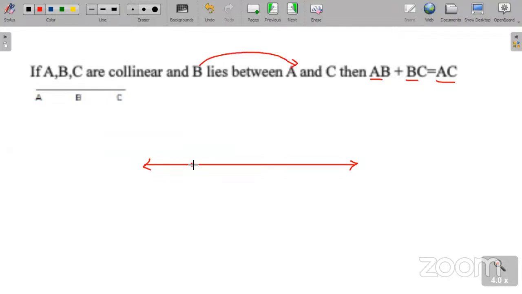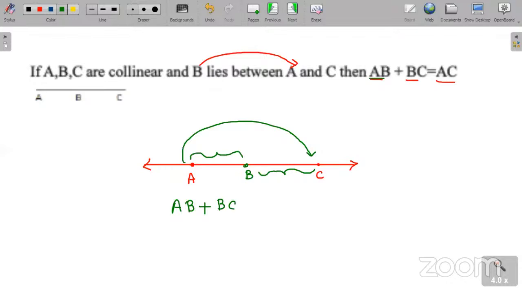That means first A point, and here we have C point. So between A and C, there is a point B. See, AB plus BC is equal to AC. So that means the length of AB plus the length of BC gives us the total length from A to C. We can write length of AB segment plus length of BC segment is equal to AC segment. I will explain with an example also.